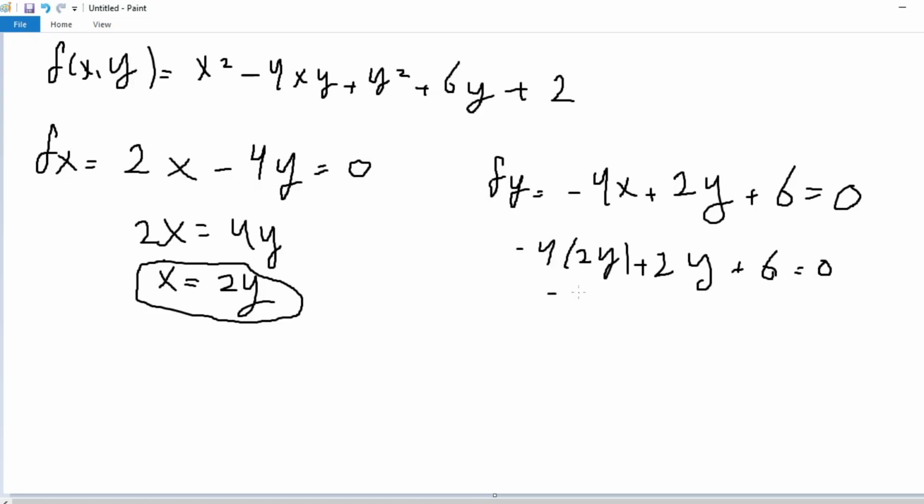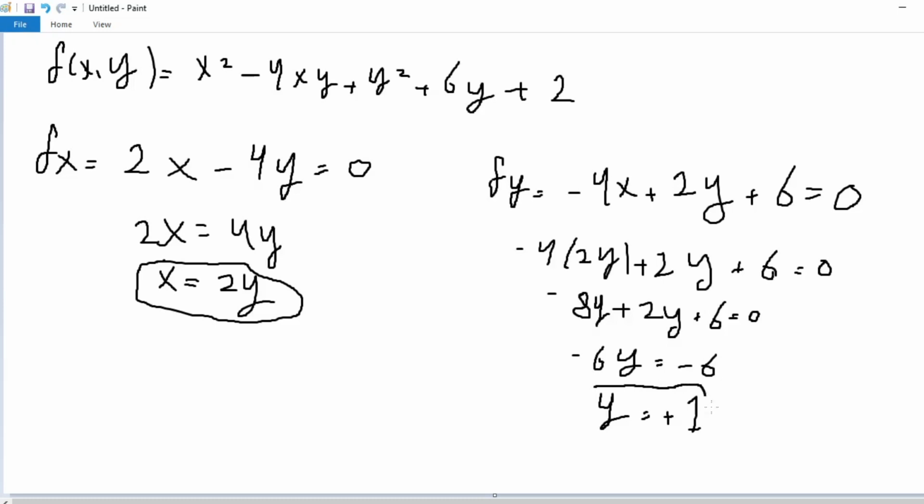Here it is going to be negative 8y plus 2y plus 6 equal to 0. Here I can say that negative 6y is going to equal negative 6. I moved the 6 to the right side. So here I can find the value of y: negative 6 divided by negative 6 is going to be plus 1. So the value of y is going to be plus 1.